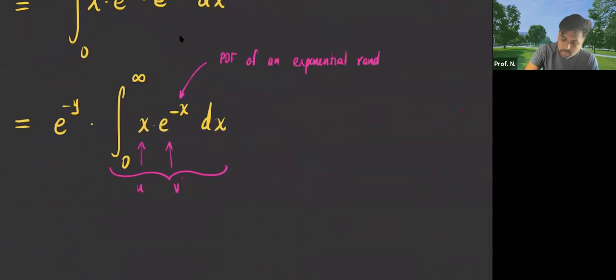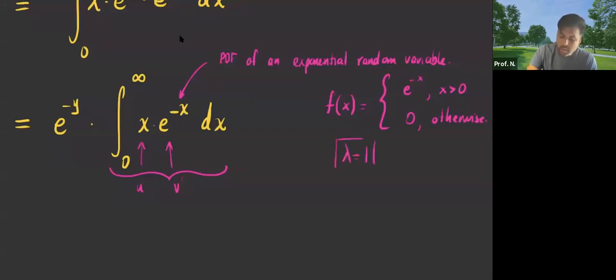random variable. And it looks like this. F of x is what? E to the negative x, when x is bigger than 0 and 0 otherwise, right? Lambda here, in this case, lambda is 1.